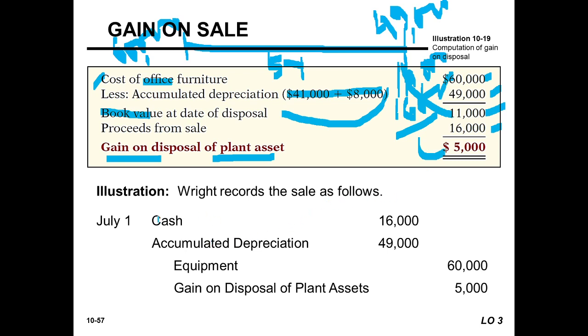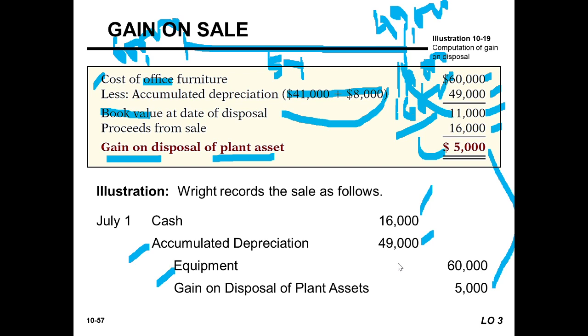Okay, so illustration, record the sale as follows. Everybody knows that equipment must be credited and accumulated depreciation will be debited, and gain or revenue is always credited, and cash, which we have received at the time of sale, is debited. So it is very simple to understand the journal. Accumulated depreciation debit, this is the principle or rule here.